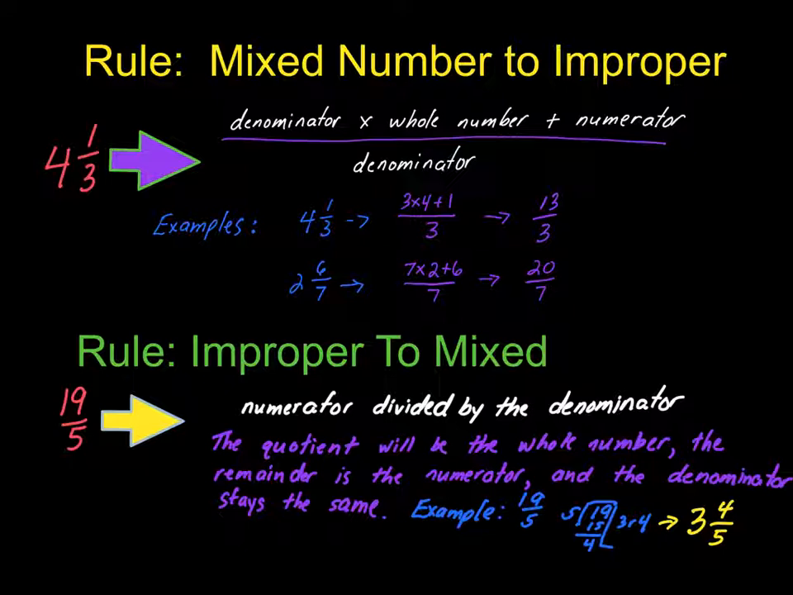I can change that. Again, if I look back in the purple, my quotient, my 3, is my whole number. My remainder is my numerator, and my bottom number stays the same. So when you convert 19/5 as an improper fraction to a mixed number, it is 3 and 4/5.